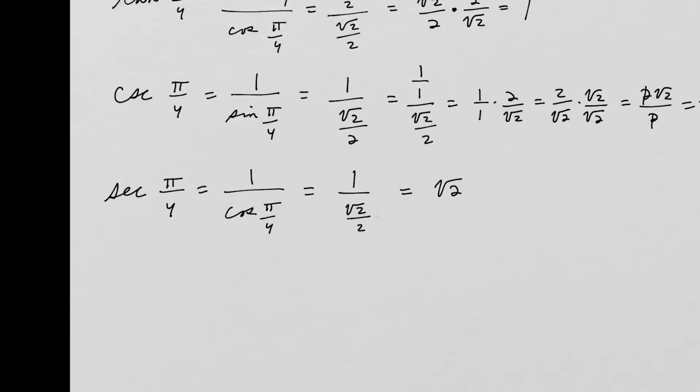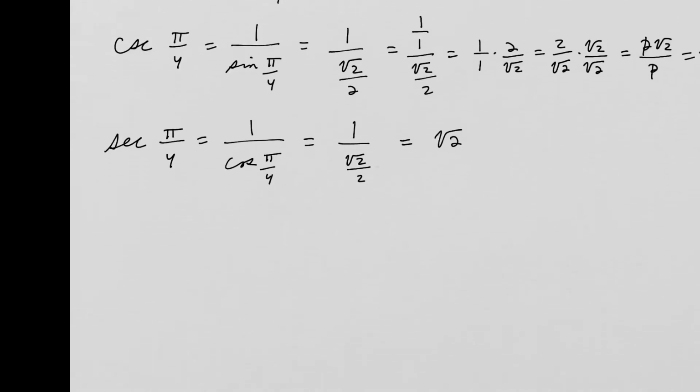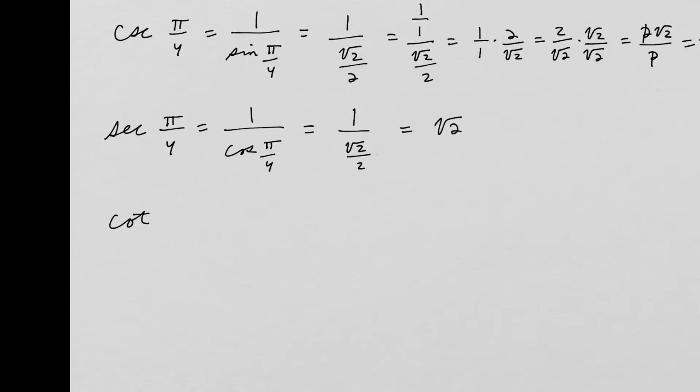And then finally, what was the last one? Cotangent. So this is 1 over tangent of pi over 4. But we already did tangent, right? Tangent of pi over 4 is equal to 1. And then 1 divided by 1 is also 1. So it turns out that cotangent of pi over 4 is also equal to 1. Okay, so we find sine and cosine first, and then we use the fact that all the other trig functions can be related back to sine and cosine to figure out all those particular values.